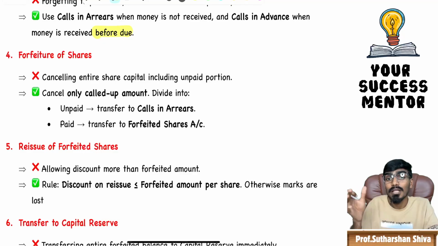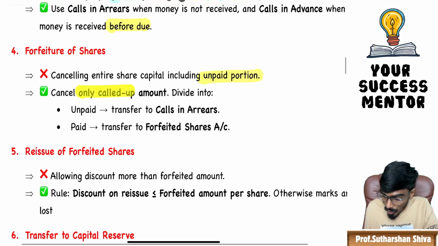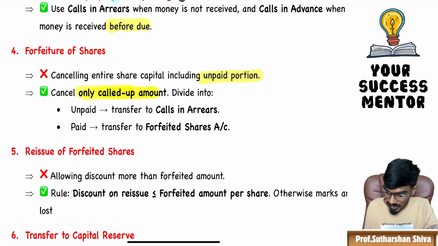Then, with respect to forfeiture of shares, what is a mistake you can make? Cancelling the entire share capital, including the unpaid portion, is a mistake you may commit. What you should do is cancel only the called up amount. Divide the entire thing into unpaid and paid. Unpaid is transferred to calls in advance. Paid means called up and unpaid; that comes to forfeited shares.